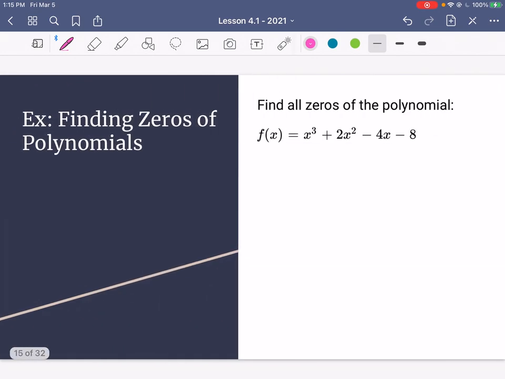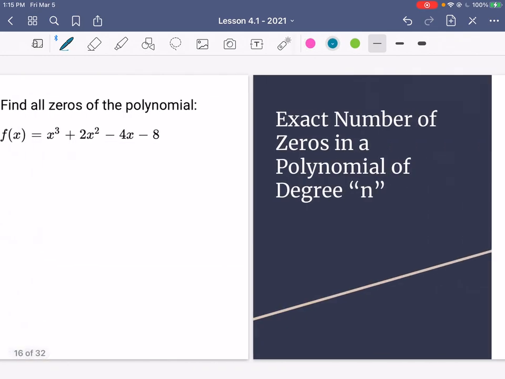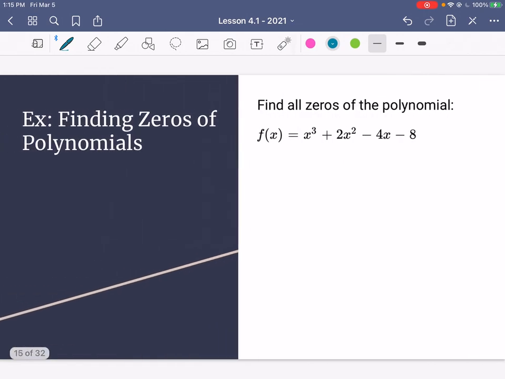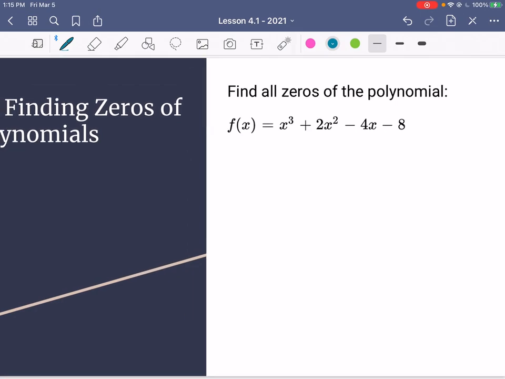Okay, so let's just practice this once, and then we're going to move on to graphing after that. So find all the zeros of the polynomial. We're going to set f of x equal to 0, and if you want to make a note of that, you can. So set f of x equal to 0, and then solve. That's all that we have to do to solve for the zeros. So I'm going to replace f of x with 0. I get x cubed plus 2x squared minus 4x minus 8.